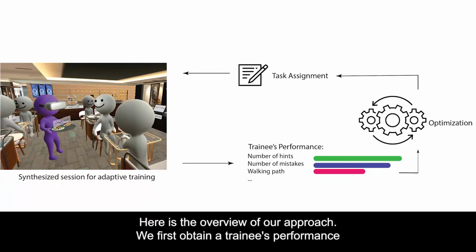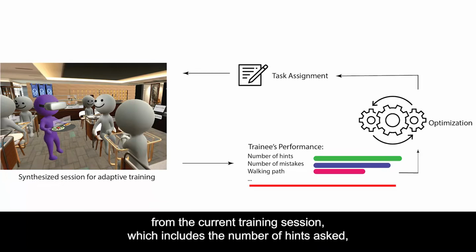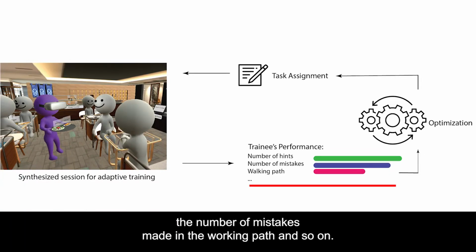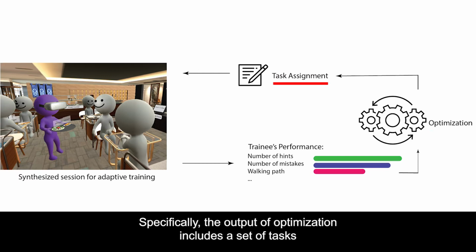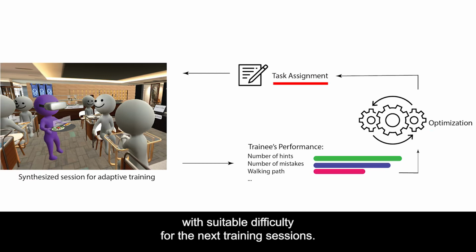Here is the overview of our approach. We first obtain a trainee's performance from the current training session, which includes the number of hints asked, the number of mistakes made on the walking path, and so on. Then our optimizer generates the next training session by solving the multi-objective optimization problem. Specifically, the output of optimization includes a set of tasks with suitable difficulty for the next training session.